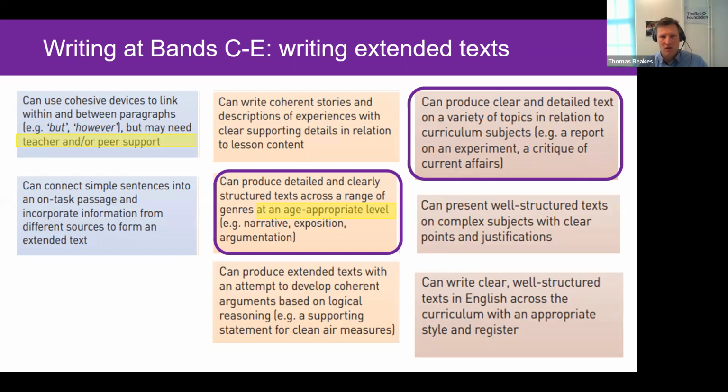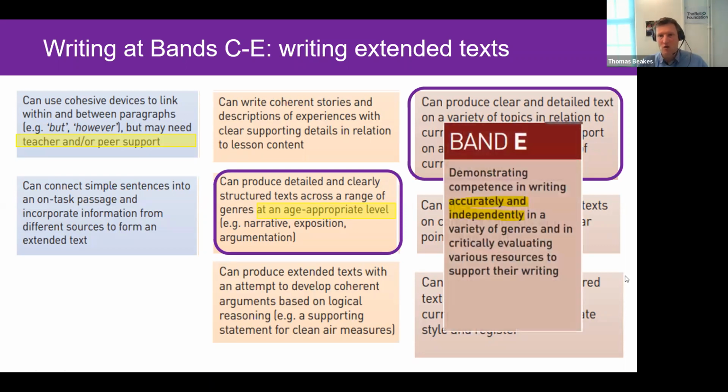And the other thing that helped me was looking at the overall descriptor. So if we look at band E, it says demonstrating competence in writing accurately and independently, and it's this word independently that I think is the real differentiator between band D and band E. So at band E, we're really expecting students to do things with very little support, because the support really should be coming internally. They should be capable of editing and adapting their own texts to a large degree, obviously with the same scaffolding that you would provide any learner at the age appropriate level.